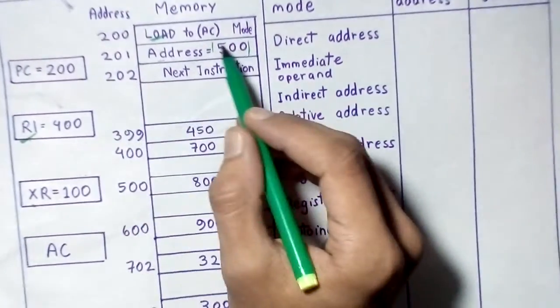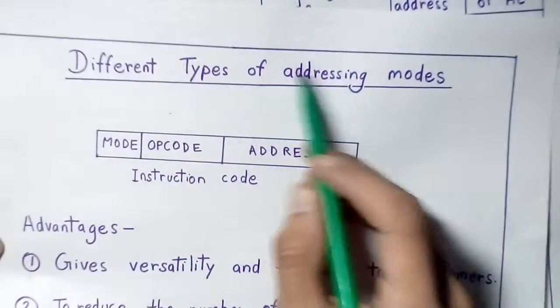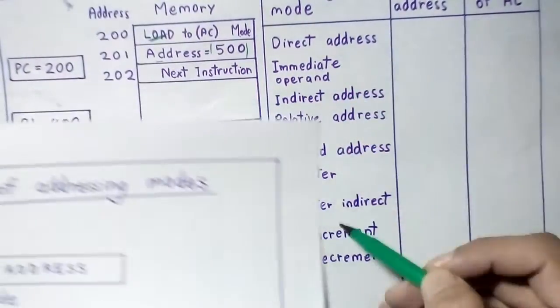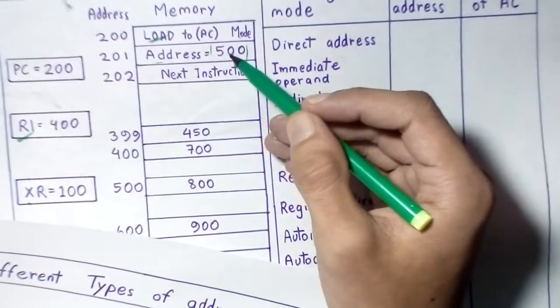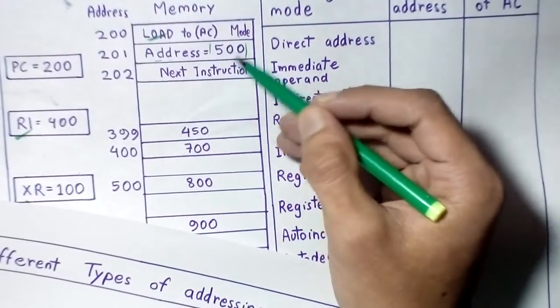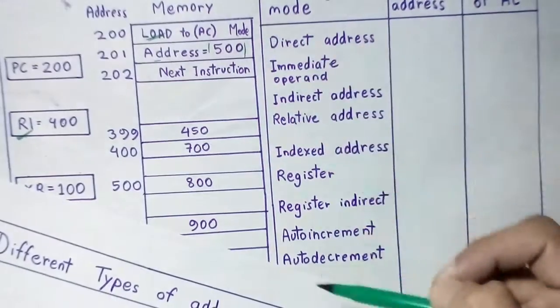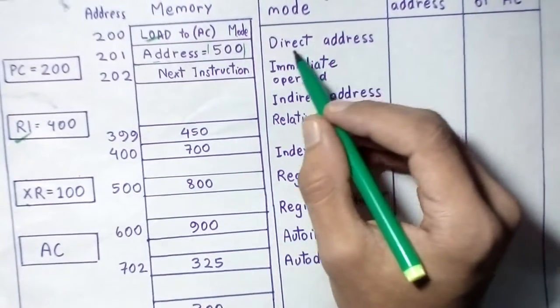Since we are talking about addressing mode, this is the mode. This mode will tell us the meaning of this address. This address has right now no particular meaning. We cannot directly go to 500. Different modes have different meanings. So let's start with direct address.